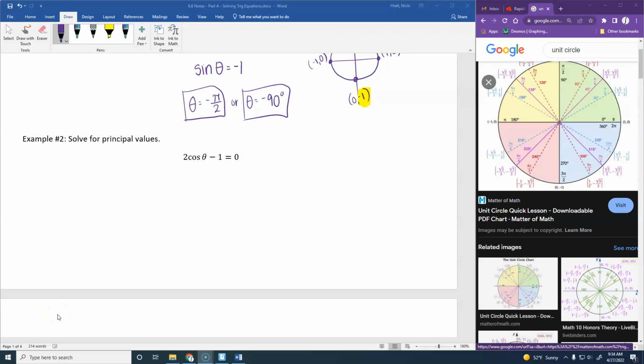We have 2 cosine theta minus 1 equals 0. We want to get that cosine theta by itself, so we're going to add 1. So 2 cosine theta equals 1. We'll divide by 2. So cosine of theta equals 1/2.